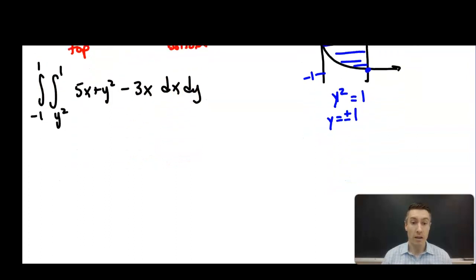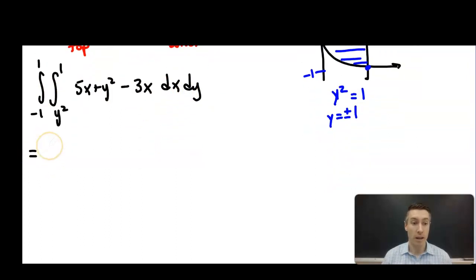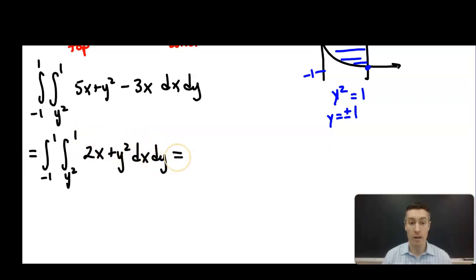So we can clean this up before we start integrating. That's going to be the integral from negative 1 to 1, y squared to 1 of 2x plus y squared dx dy. And now we begin the process of integration. So the integral from negative 1 to 1 of x squared plus xy squared, going from y squared to 1, dy.